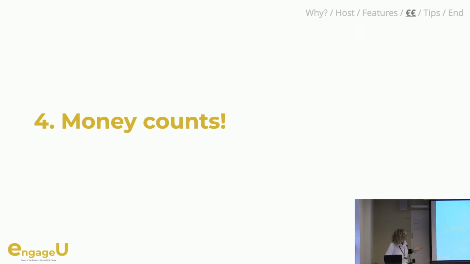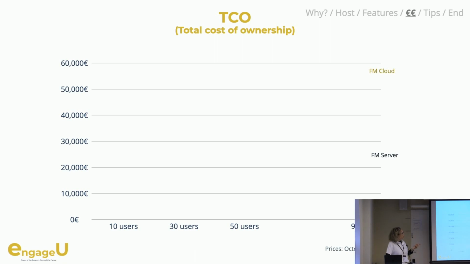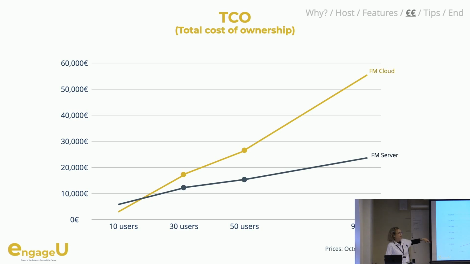And money, what about money? FileMaker Cloud, everyone is saying that it's quite expensive, but I must say that it depends on the number of clients, the number of users that your solution is going to have. In this graph, we compare the total cost of ownership of FileMaker Cloud, which is the yellow line, versus FileMaker Server, which is the blue line. This has an amortization over 4 years for buying your server, the maintenance cost, and so on.